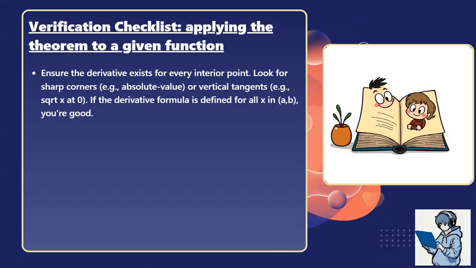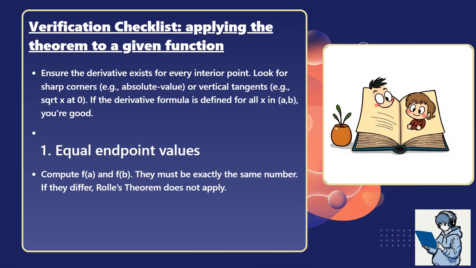If the derivative formula is defined for all x in a to b, you are good. Step 3. Equal endpoint values. Compute f of a and f of b. They must be exactly the same number. If they differ, Rolle's theorem does not apply.